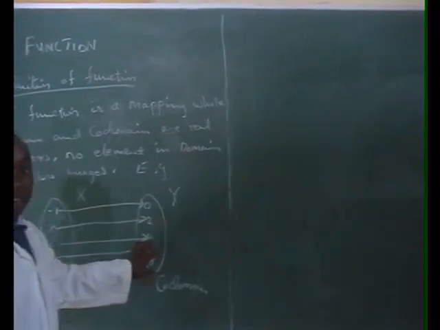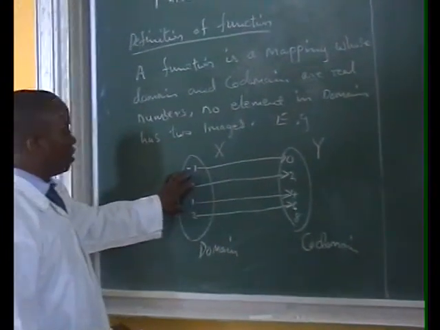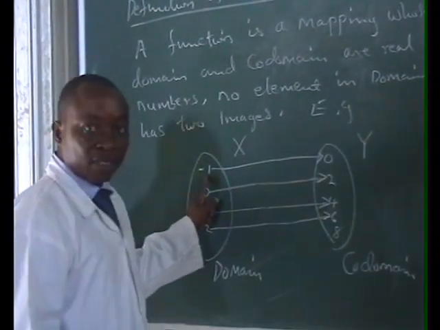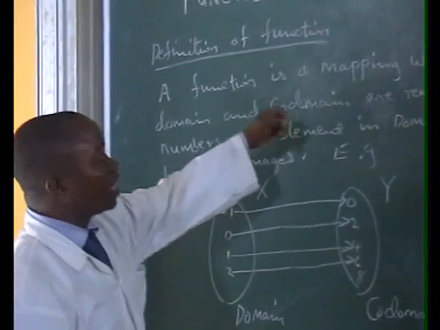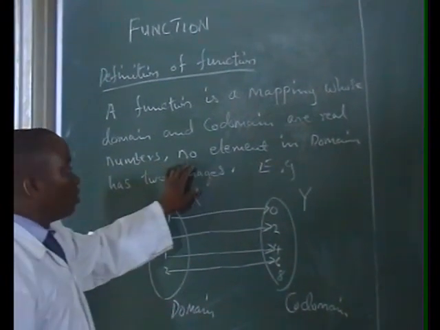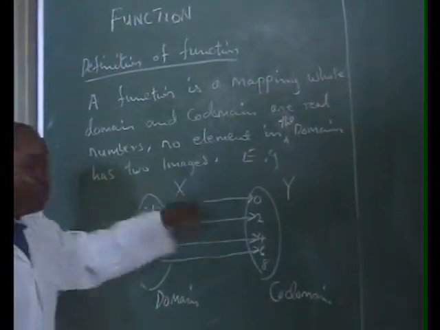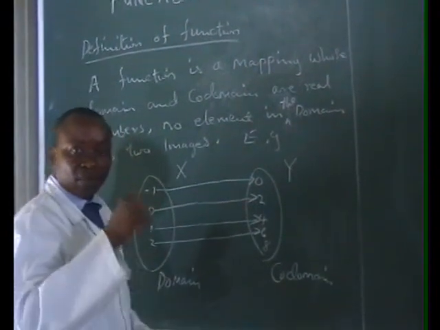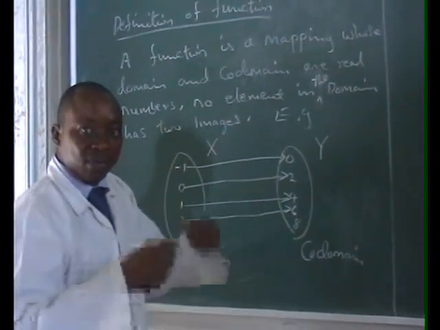Now, let's also look at one important thing I want to discover here. Remember that we said a mapping is a rule that assigns elements from the domain to the codomain. And when we come to function, we say that a function is a mapping whose domain and codomain are real numbers, and no element in the domain has two images in the codomain. A mapping is a rule which assigns elements, and a function is a mapping. So there is a rule that relates.